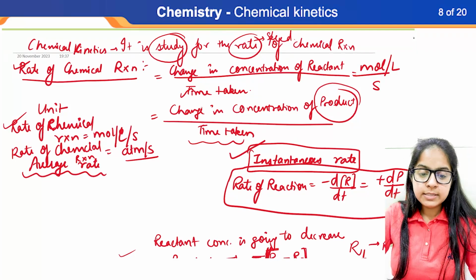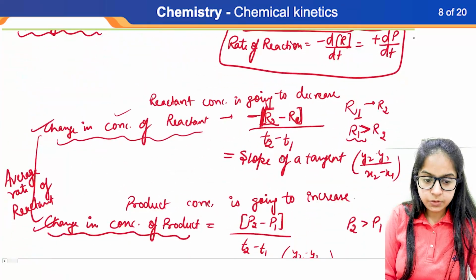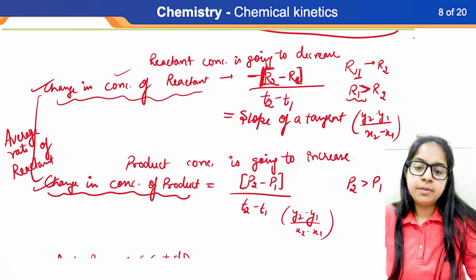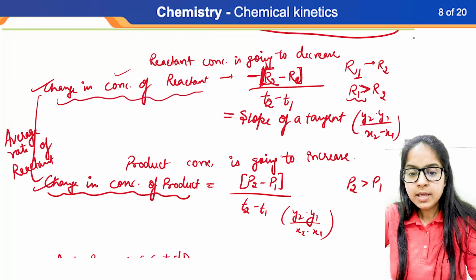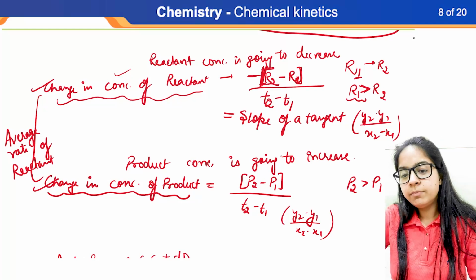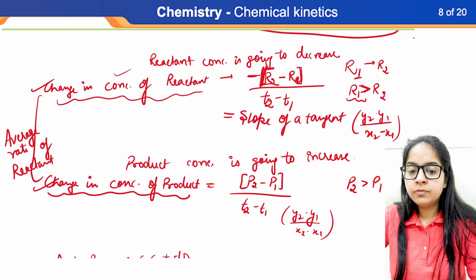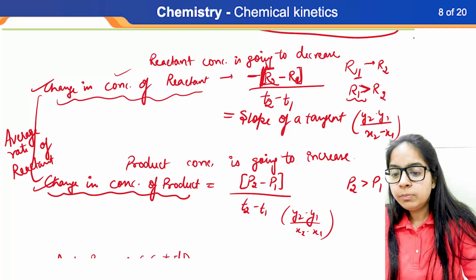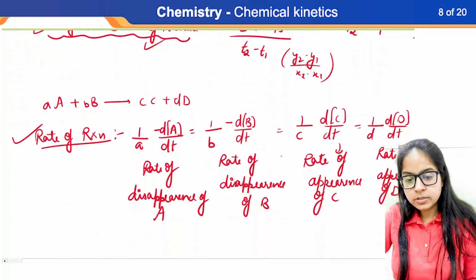Now, the next one is the average rate of reaction. Average rate of reaction has been explained to you by taking this formula: change in concentration, minus (R2 minus R1) divided by (T2 minus T1). There is a minus sign in front of this because, as R1 is greater than R2, we will have a negative value over here. So we need to put a negative sign in front of it, so that we will have the overall positive value. But the concentration of product is always positive.